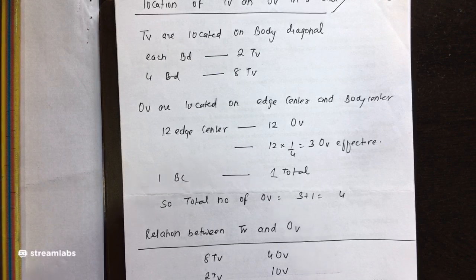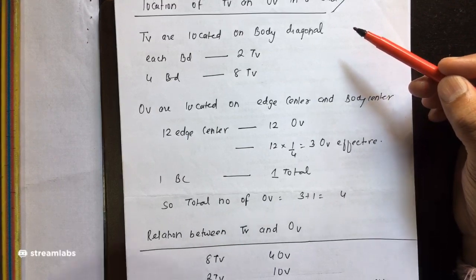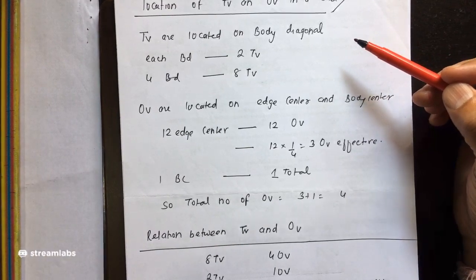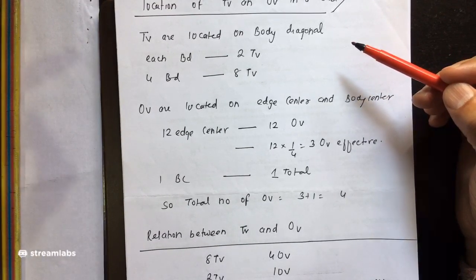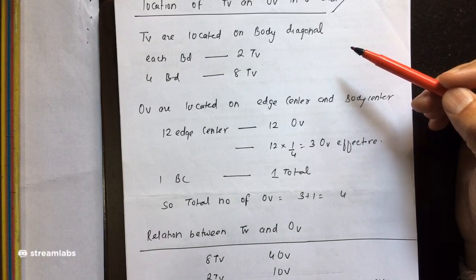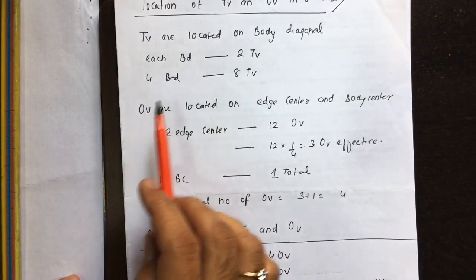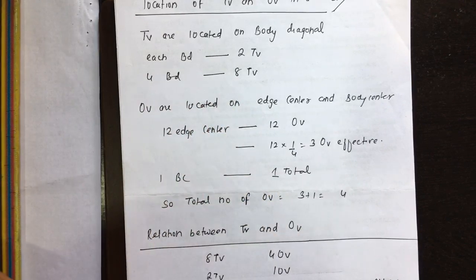If you talk about the location of the tetrahedral void and the octahedral void in a cube, tetrahedral voids are located on the body diagonals. In each body diagonal, we have 2 tetrahedral voids. So total we have 4 body diagonals, 4 into 2 is 8 tetrahedral voids. That is what I said. Each BD, each body diagonal, 2 TV. So 4 BD is 8 tetrahedral voids.